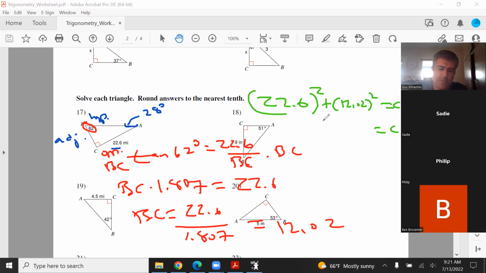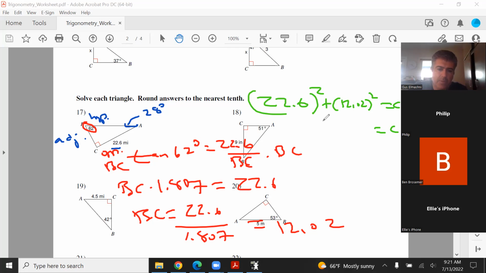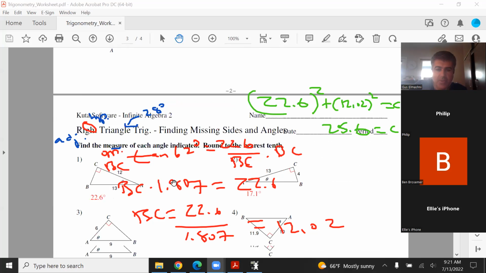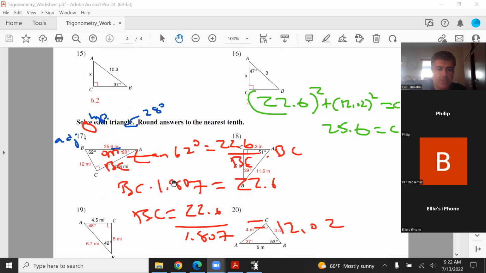So I got to do that squared plus 22.6 squared, root the sucker. Hold on, I messed up. 12.02 squared plus 22.6 squared, root it. Yeah, I get 25.6. Or you could have done another trig function if you wanted to. But that's how you solve those triangles.